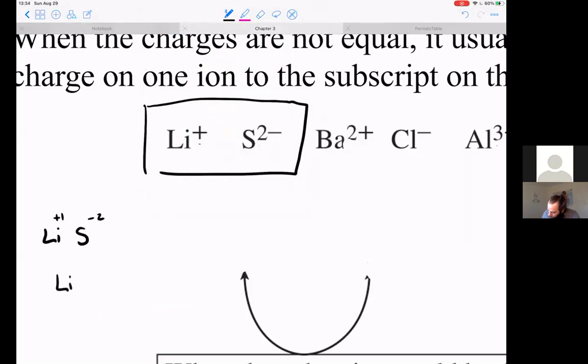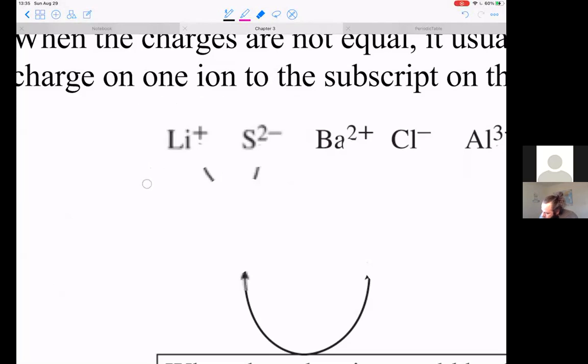So if these were to form in a 1-to-1 ratio, this thing would still have a net charge of -1, right? I'm just going to add up the charges, and that still takes me to -1. So instead, we have to have 2 lithiums to balance out the -2 charge on the sulfur. If I have 2 positively charged lithium ions, they'll cancel out 1 sulfide ion, which has a charge of -2.